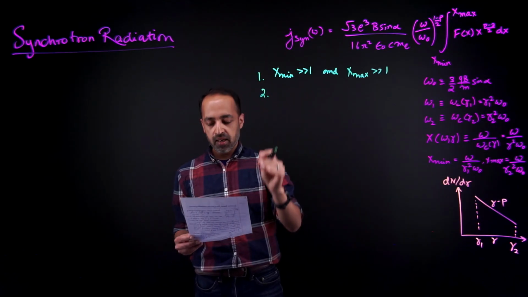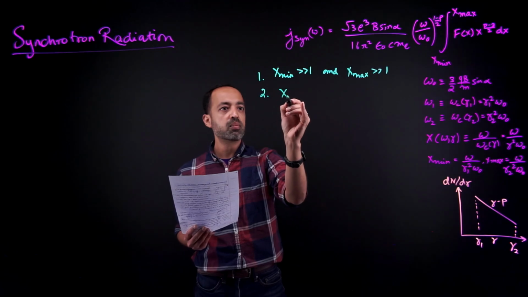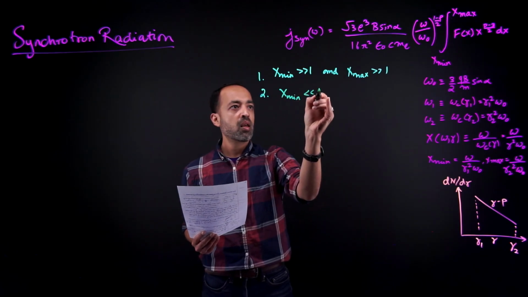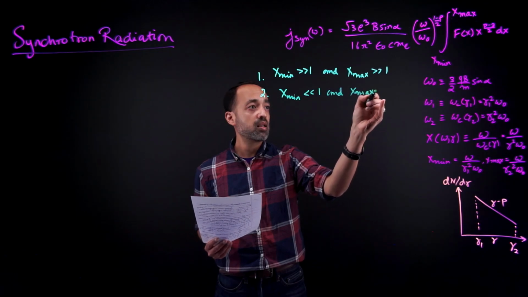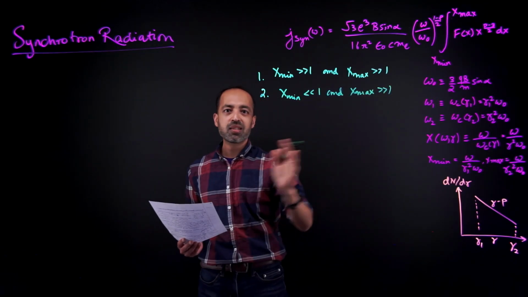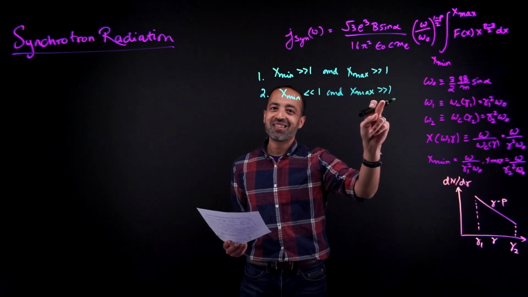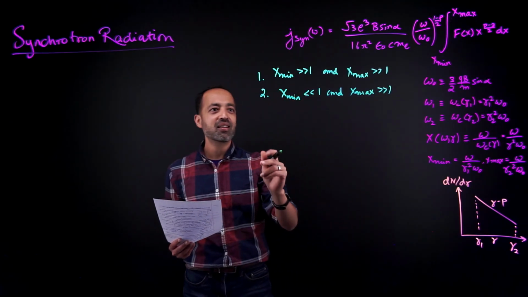Then another case is x min is much less than 1, and x max is still much greater than 1. So now one is much less than 1, the other is much greater than 1, and you can see what kind of limits you might take in that regime.